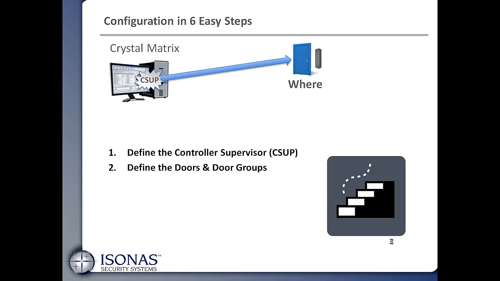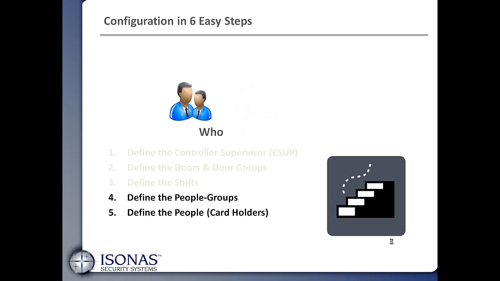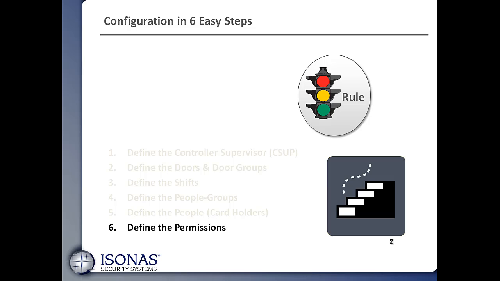So how do we translate the previous slide's concepts into a working system? There are 6 basic steps required. Start with the where elements. Within Crystal, we will define a CSUP, which is the program that actually talks to the PowerNets. The next step is to define the doors where the PowerNet is installed and the appropriate door groups. Shifts are configured to define the when elements. People groups, such as staff, management, and cleaning crew are defined, and then people are added to the system. Next, permissions are defined, which pull all the components together, and those are the steps required to get the system up and running. Next, we will work through an example of configuring a small system.